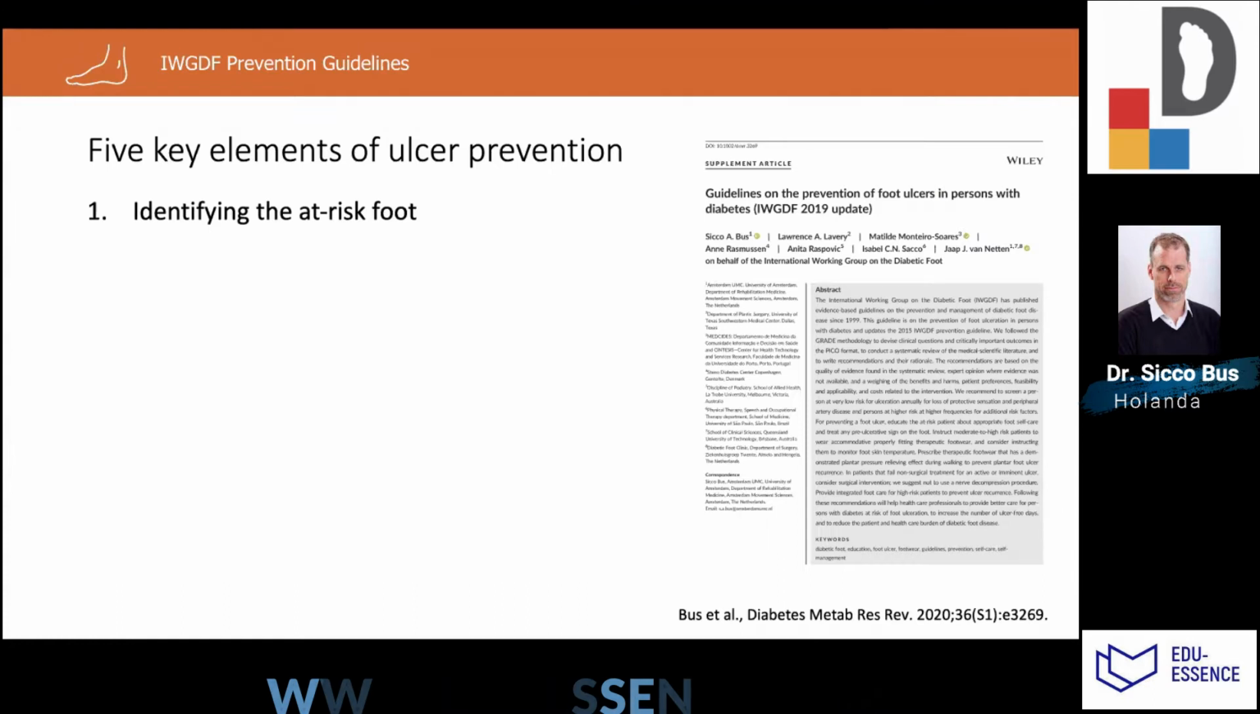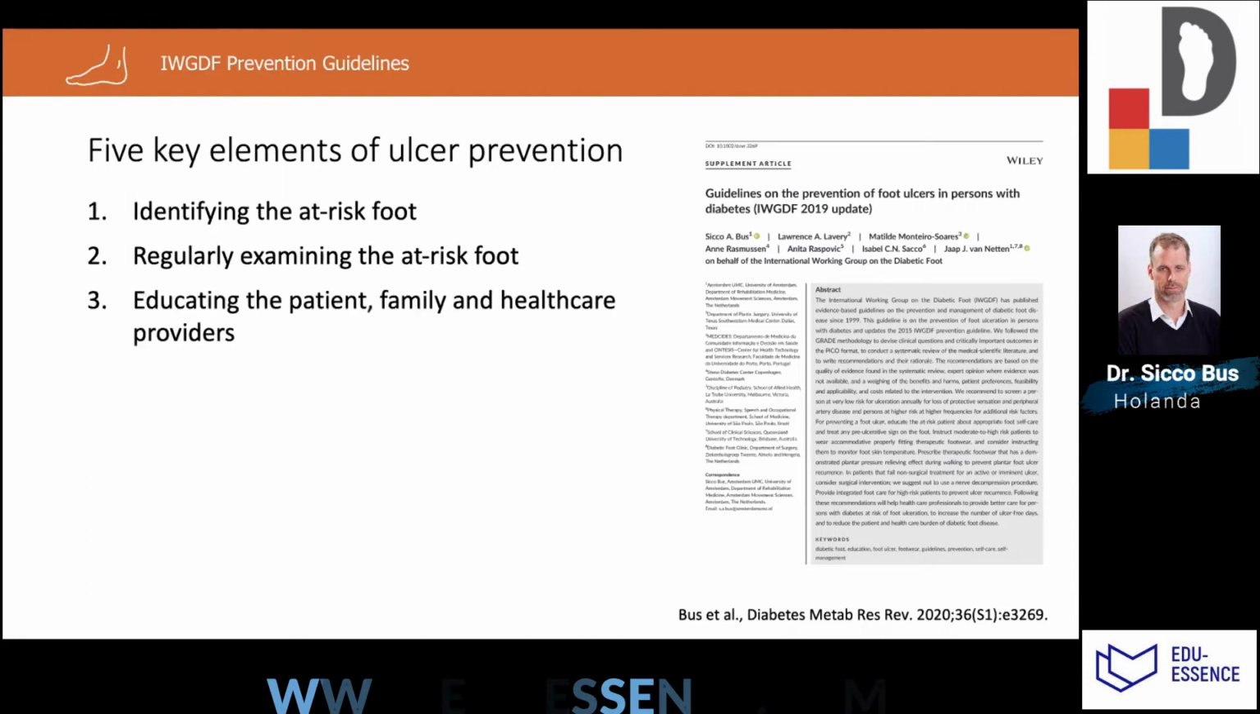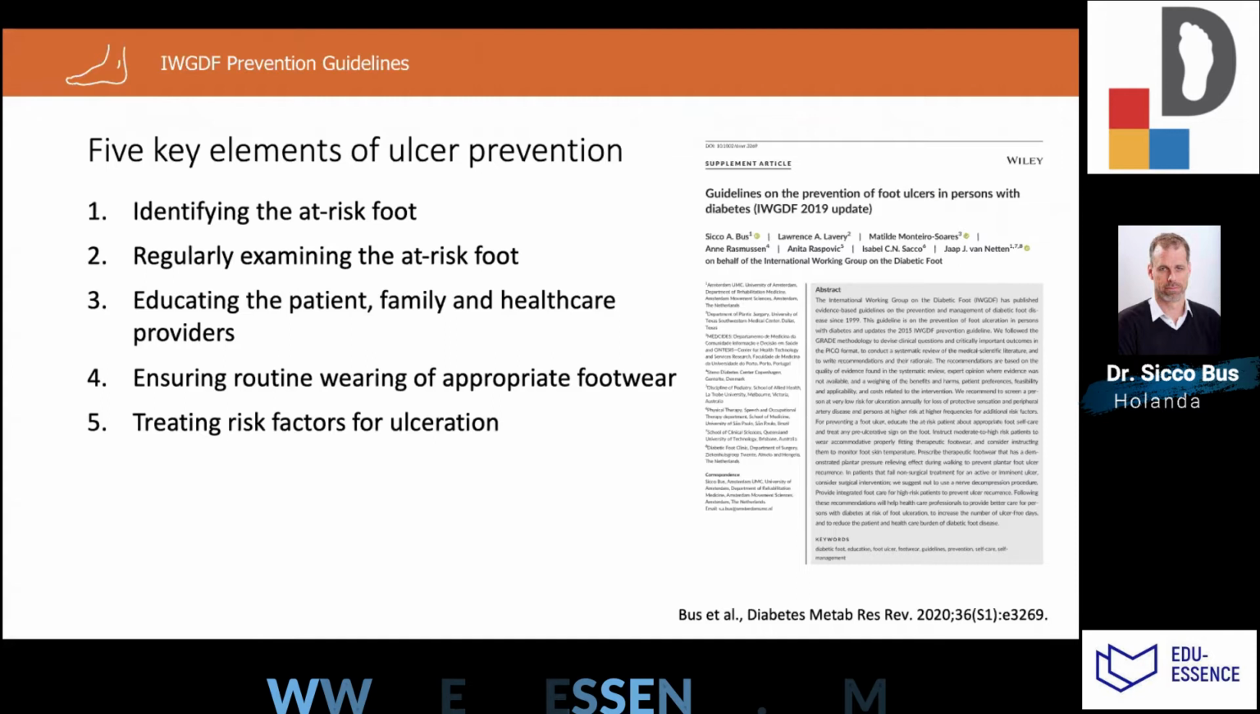In the prevention guidelines, 5 key elements of prevention are identified. First, identifying the at-risk foot. Then, regularly examining the at-risk foot. Third, educating the patient, the family, and the healthcare provider. And fourth, ensuring routine wearing of appropriate footwear. And that is what we will mainly talk about today. And fifth, treating risk factors for ulceration. Now, in most settings, many or all of these elements are combined into an integrated treatment approach that is recommended for ulcer prevention.